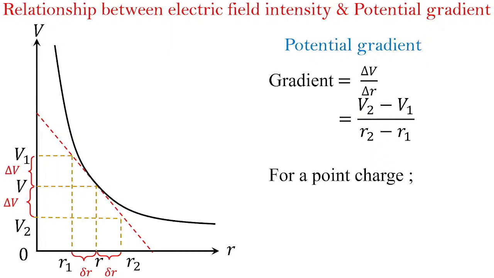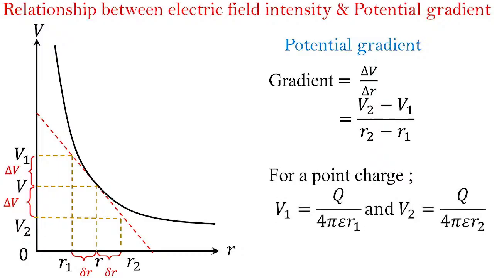For a point charge, we know that V1 is Q over 4 pi epsilon R1. Right? Point 2, V2 equals 1 over 4 pi epsilon Q over R2. So we can write them. Is that clear? So since R2 bigger than R1, definitely V2 smaller than V1. Now we are going to substitute this to the main expression.